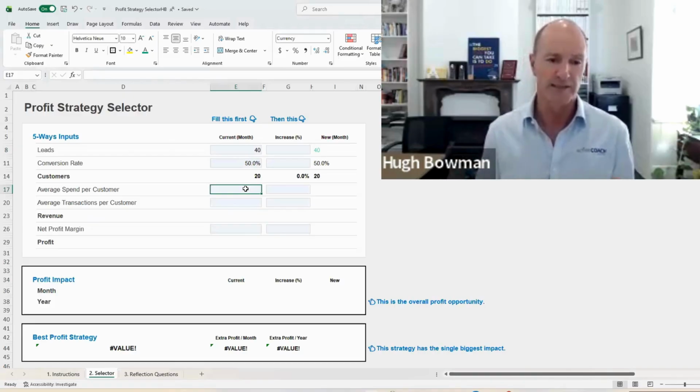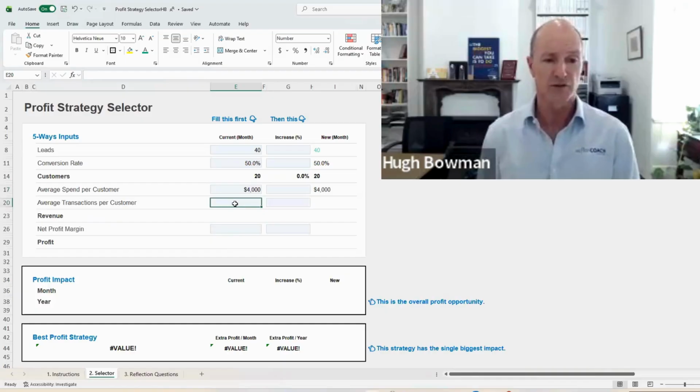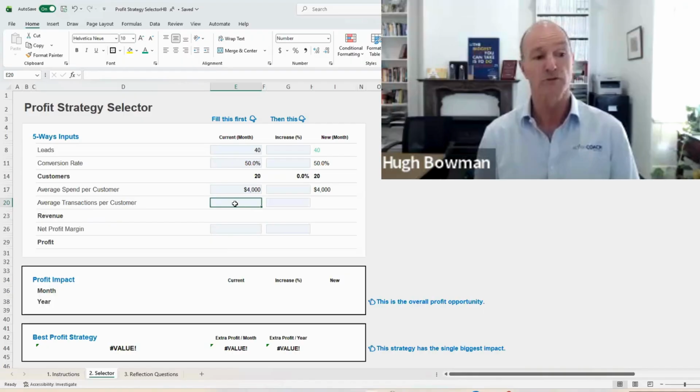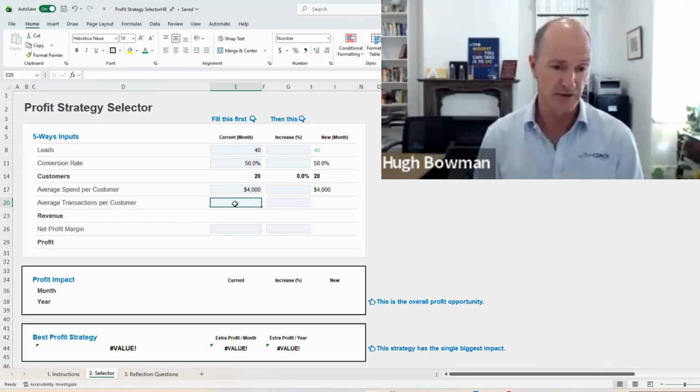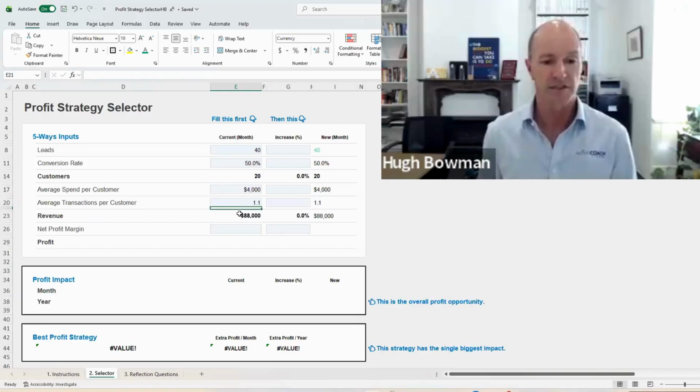I appreciate the range can be quite large, but in this case, let's just presume the average invoice or quote you do is $4,000. And as you do work with a lot of builders, you might find that you do multiple transactions with that same customer every single month. It depends on the business. In this one, we're going to choose that on average you do 1.1 transactions per month with this particular customer. The result is that you'll bill $88,000 a month.